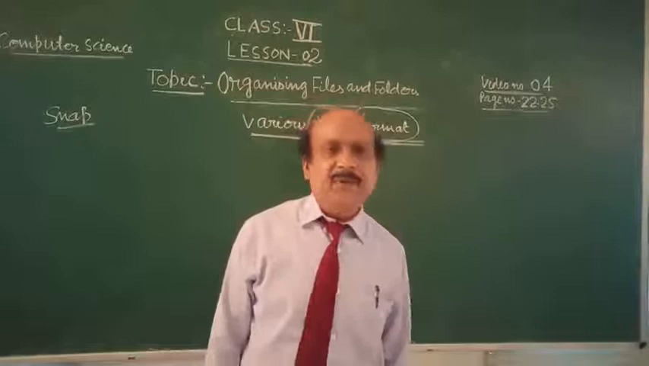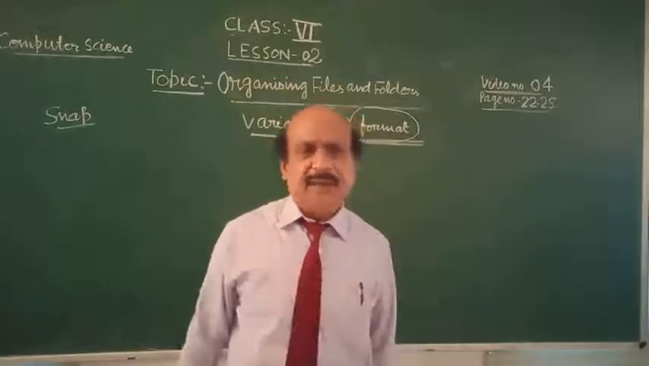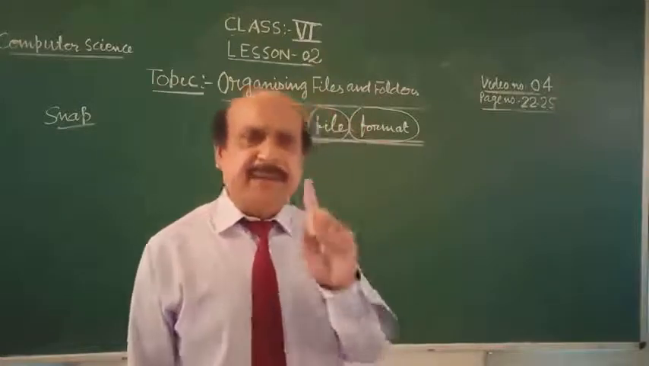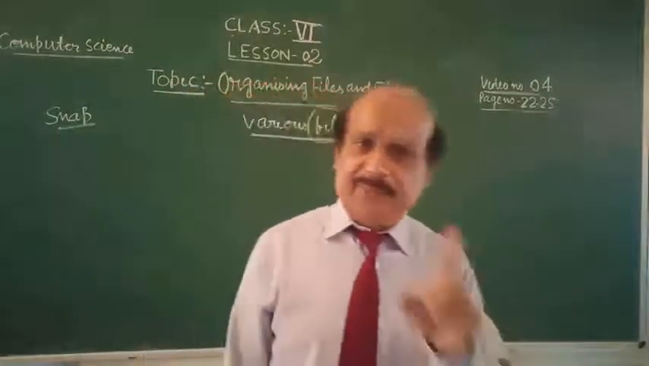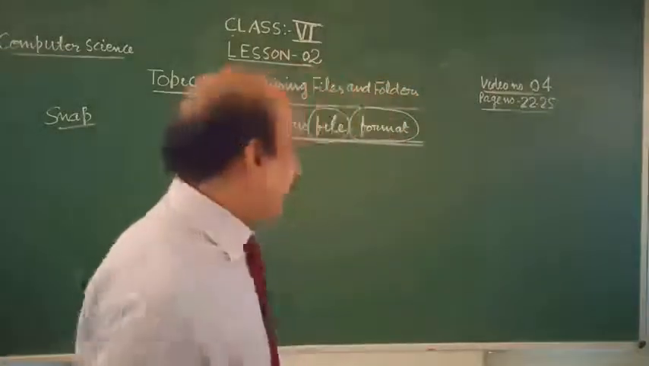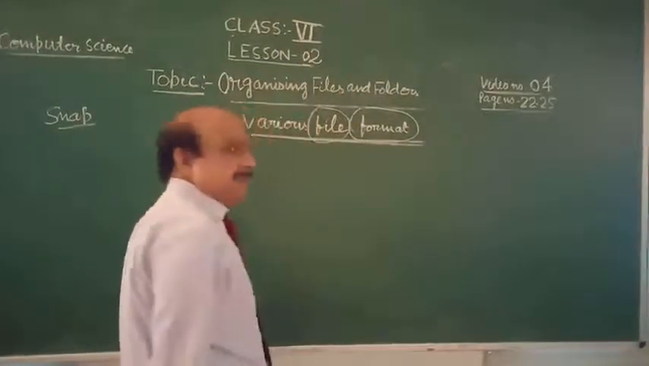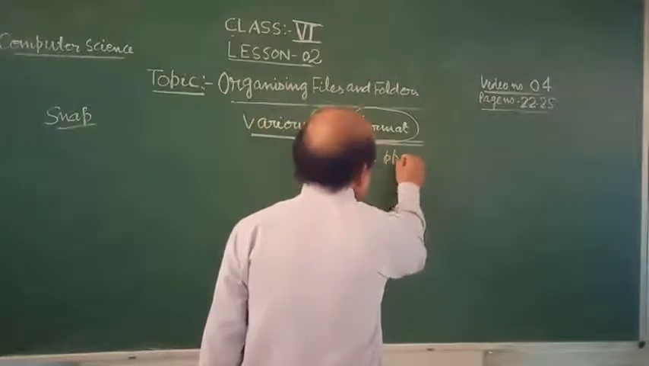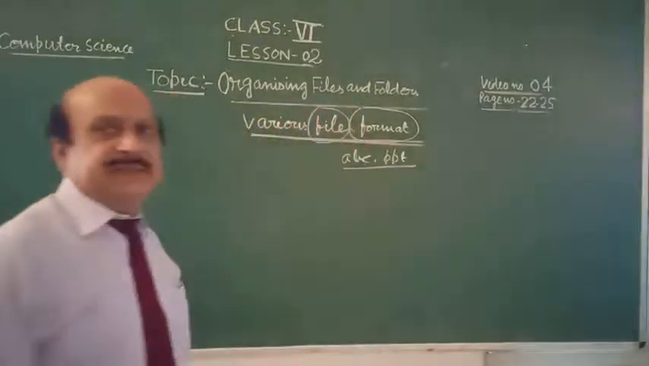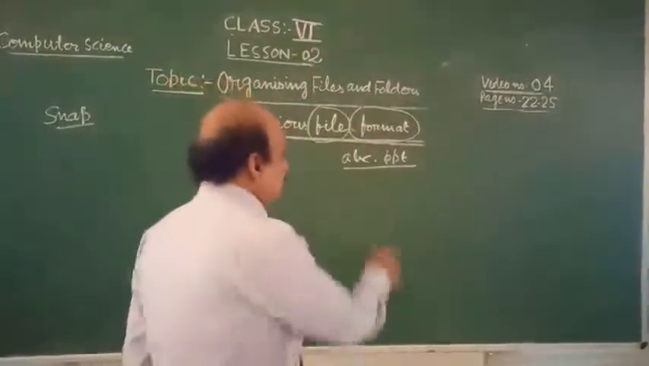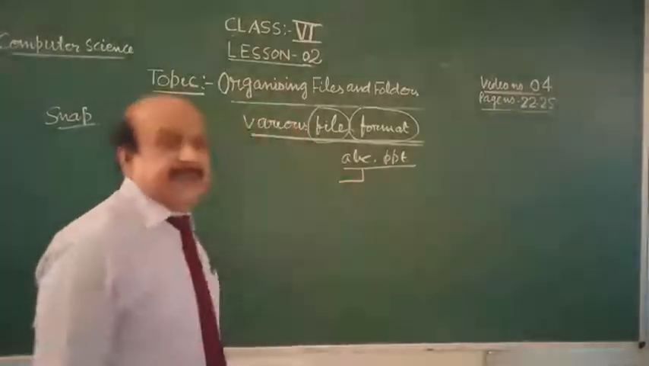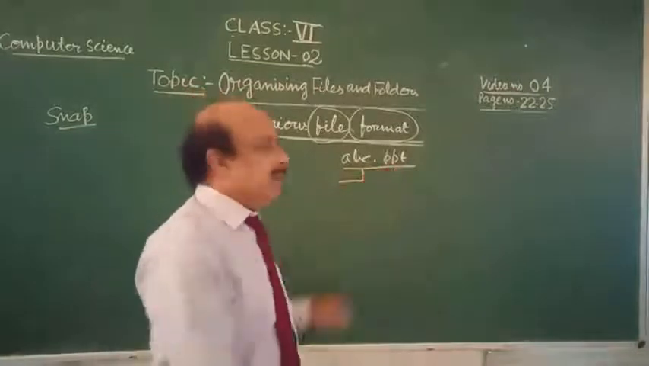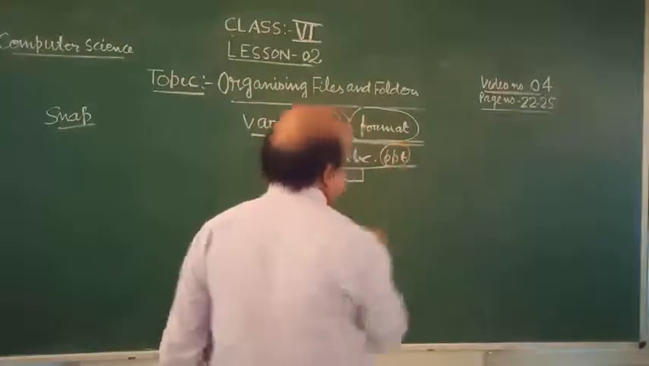When you have stored a number of files, and you want to find out which file you created for what purpose, it will be identified by the format of that file. Take the example here. If you are storing a file abc.ppt, the name of the file is abc, then a dot sign, then ppt. This is the extension of that file.